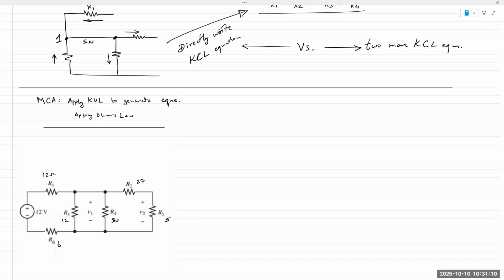So I think part A asks for V2. Actually, no, V1 is not asked. Power delivered by the source. But let's find it anyway. Okay. So V1 is between R3 and R4, and we can see R3 and R4 are in parallel. So the first thing I would do is I would simply reduce that parallel combination into one resistance. And so what I will do is this.